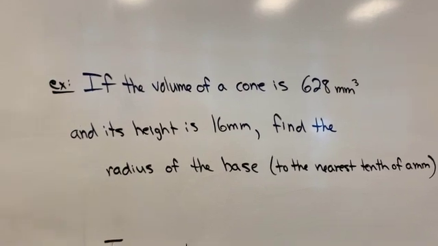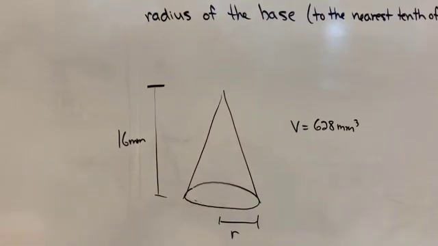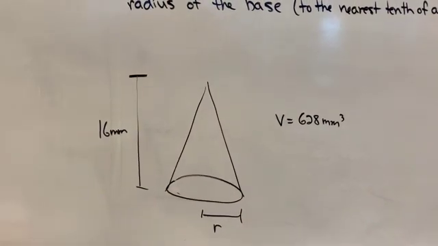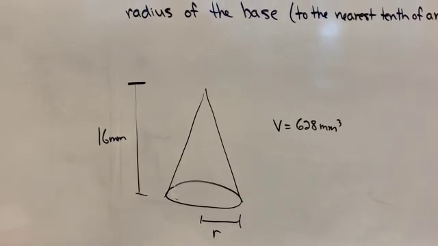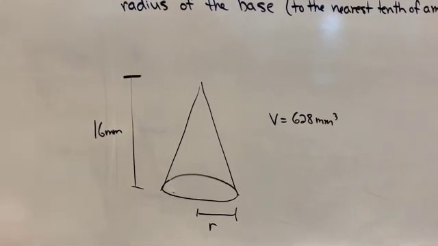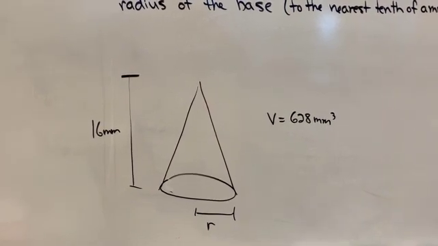I very much recommend you draw a picture if they don't give you one. And so I start by drawing a cone and labeling what I know. So what I know is that the height is 16 millimeters. We're looking for the radius, so I put a little r there where the radius should be, and we know that the volume is 628 millimeters cubed.